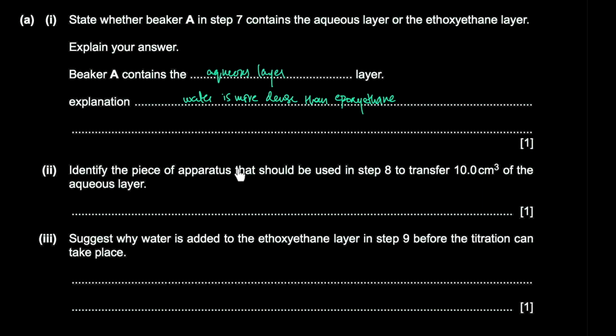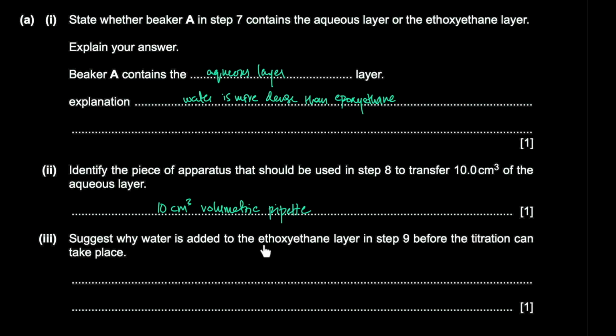Identify the piece of apparatus that should be used in step 8 to transfer 10 cm³ of the aqueous layer. You should use a 10 cm³ volumetric pipette. Again, you can just say pipette, but a volumetric pipette is the pipette with a single graduation mark, right, for the 10 cm³. So again, the pipette will measure specifically just 10 cm³. It won't be able to measure any other volume.